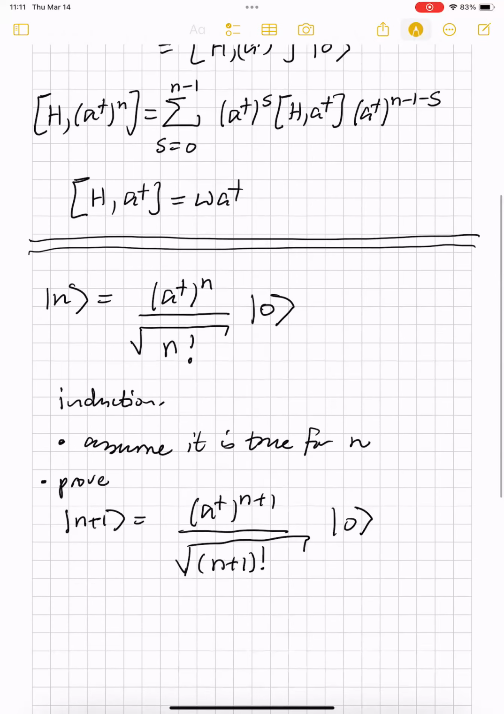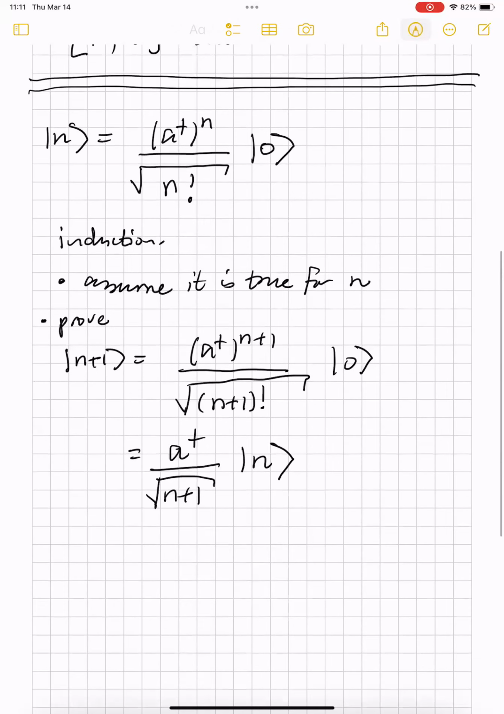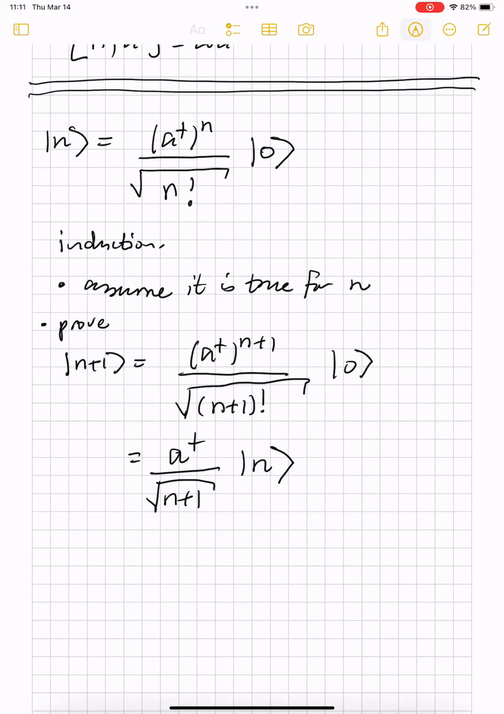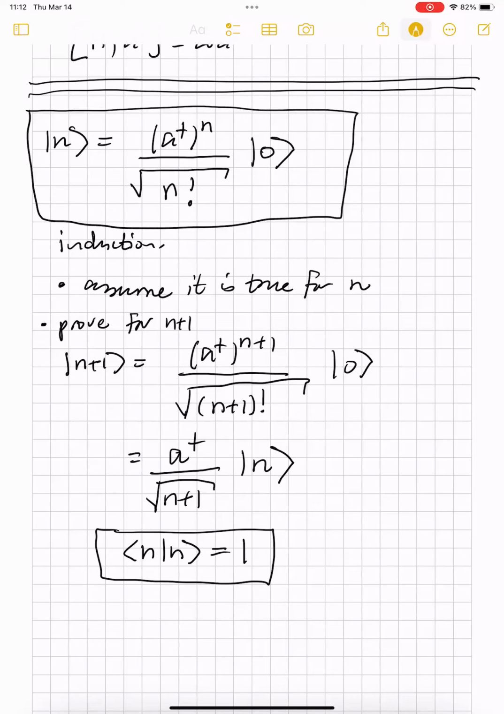And when you're proving this, it is useful to realize that this can be written as a dagger over the square root of n plus 1 times the state n. Okay, so that is the hint. So when you want to prove it by induction, when you want to prove for n plus 1, realize that n plus 1 can be written in terms of state n, and you know that the state n is normalized to 1. Okay, so that's your hint for proving this formula by induction. Good. Let's move on to the next chapter.